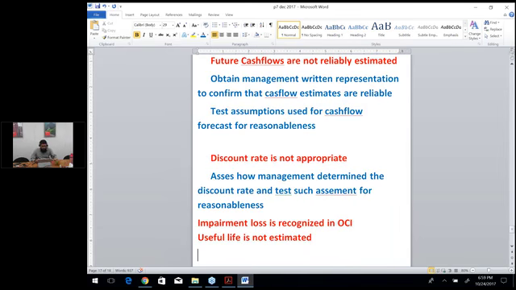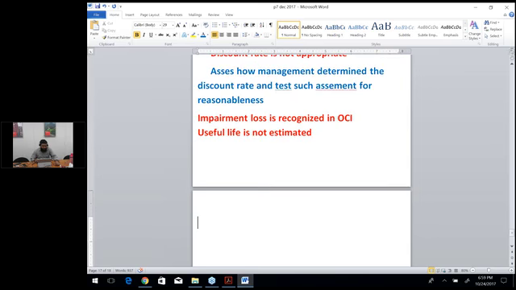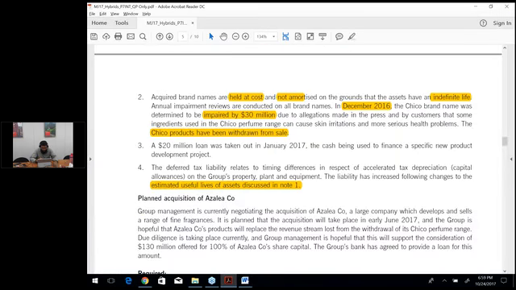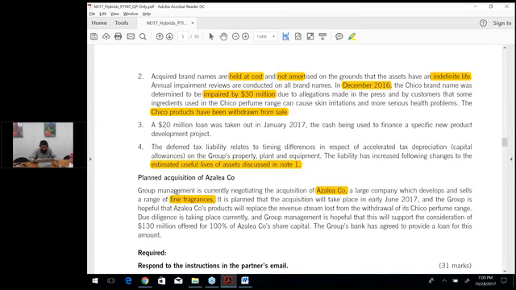Now, there's this planned acquisition of AAA company. It says the group is currently negotiating the acquisition of AAA company, a large company which develops and sells a range of fine fragrances. It is planned that the acquisition will take place in early June 2017. The group is hopeful that AAA company's products will replace the revenue stream lost from the withdrawal of its Chico perfume range.